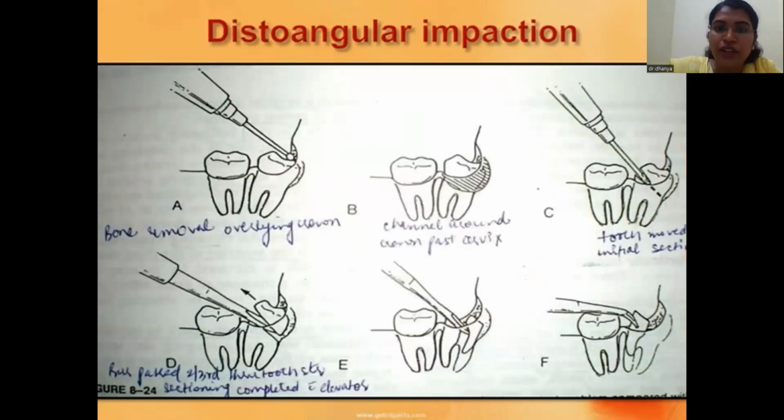In case of distoangular, you have to go for more bone removal. You are usually not supposed to do the hemisection immediately for distoangular. You should start with cutting the crown portion which is hindering with the ramus part. Once you remove that hindering portion, you can easily relieve out the tooth. If you are not relieving that portion, it will not be easier for the removal of the tooth.